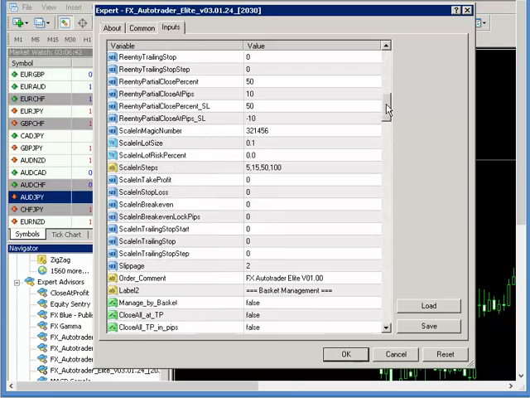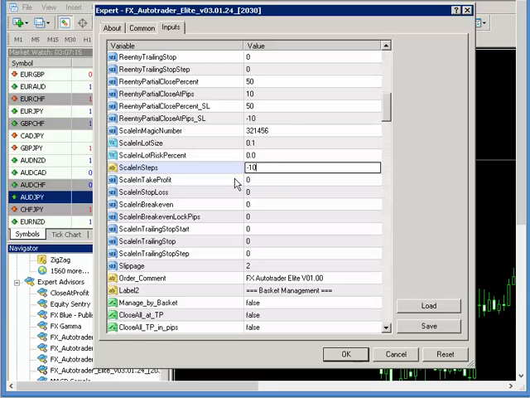We also have a scale-in feature, with a magic number for it. Then you can scale in at a certain risk percent or a lot size. In this case, I've got it indicating scaling in at 5 pips profit, 15 pips, 50 and 100. So these will be the stop orders, the pending orders that are set if you had this. If you wanted to do any scaling at a negative value, we would just add, say, -10.